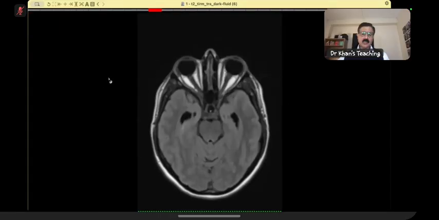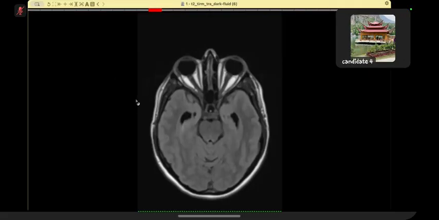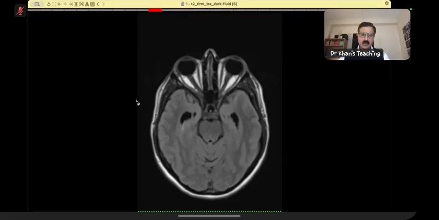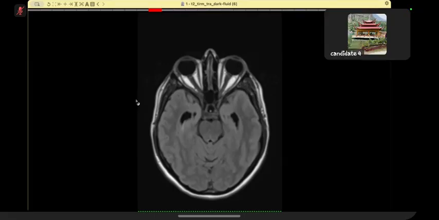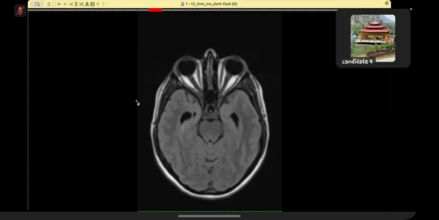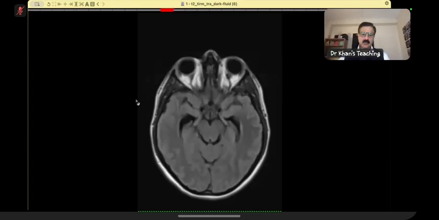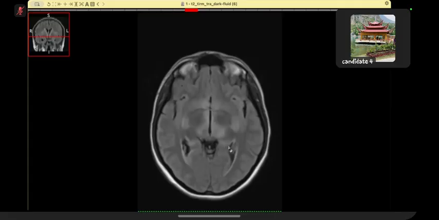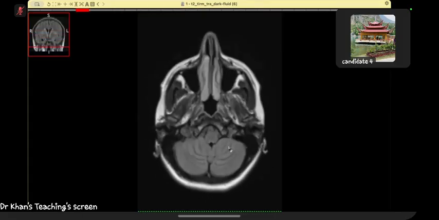Although you have not commented on the temporal horns. What's happening there? Yes, sir, in the temporal horns there is an area of intermediate to high signal. Are these horns dilated or not? Yes, sir, these are dilated. They are prominent. Sir, there is hydrocephalus, right? Yes, sir, there is mild hydrocephalus.